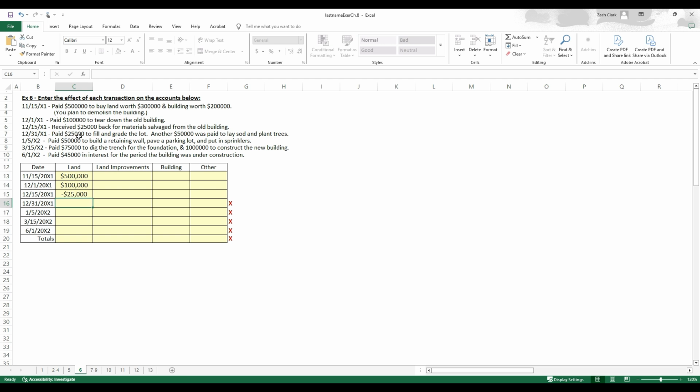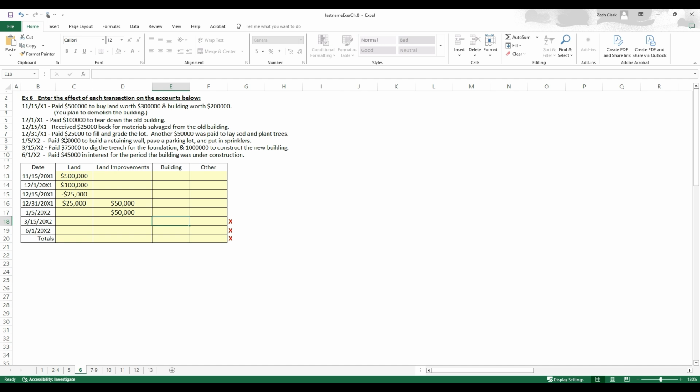On 12/31, we paid $25,000 to fill and grade the lot, so that's the land, work to get the land ready, and then another $50,000 was paid to lay sod and plant trees, and so that's going to be land improvements. It's kind of things on top of the land, essentially. Paid $50,000 to build a retaining wall, pave a parking lot, and put in sprinklers. Again, that's going to be improvements on the land as opposed to the land itself, or the building specifically.